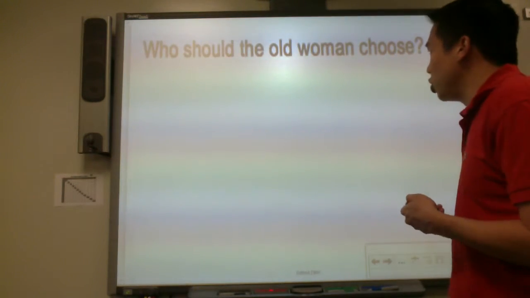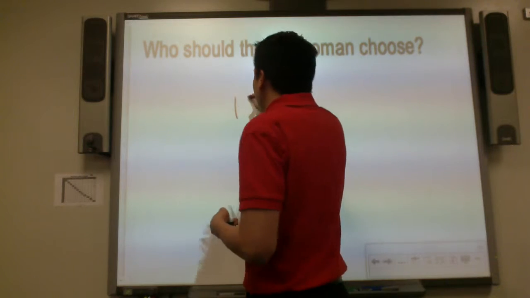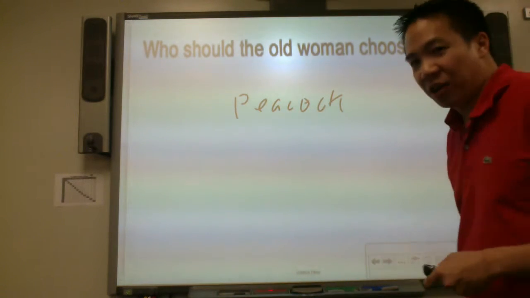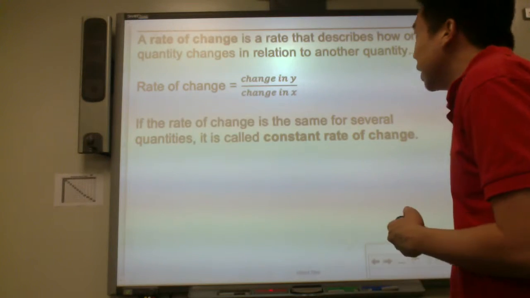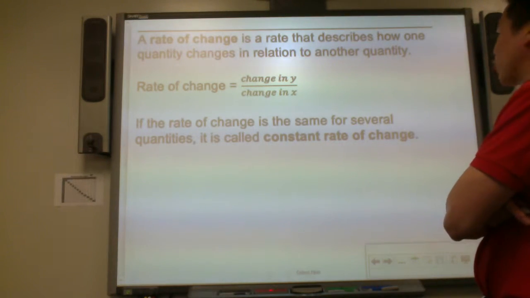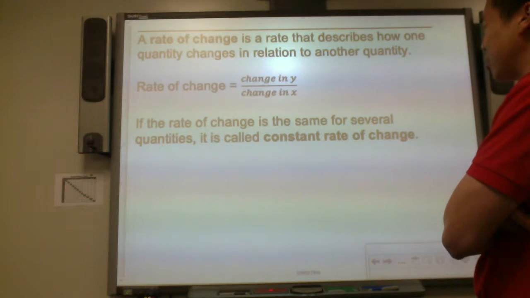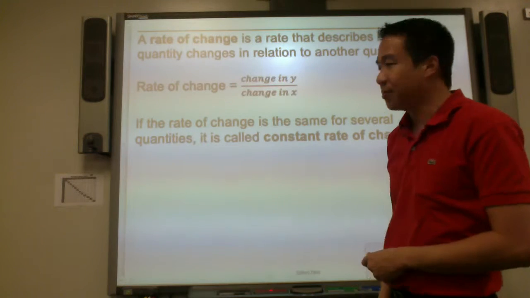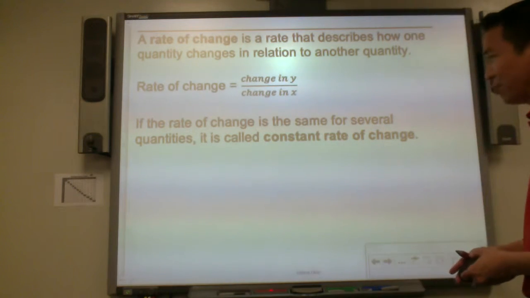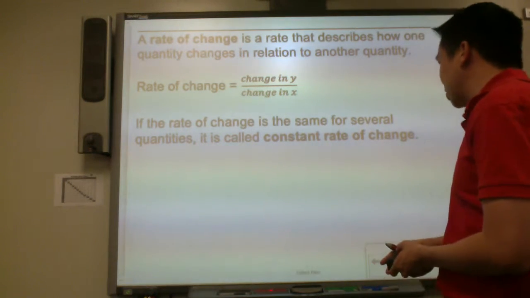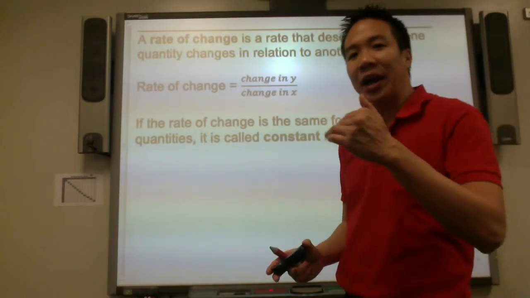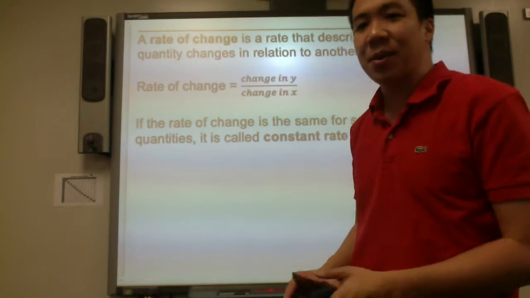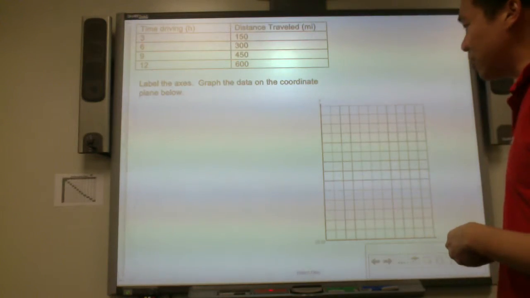Who should the old woman choose? I would choose Miss Peacock because that is $4 per hour. Meijer charges $6 per hour. So a rate of change is a rate that describes how one quantity changes in relation to another quantity. So it's change of y over change of x. If the rate of change is the same for several quantities, it's called a constant rate of change. That means it's a fixed amount. It's increasing or decreasing by the same exact fixed amount. So let's try one.